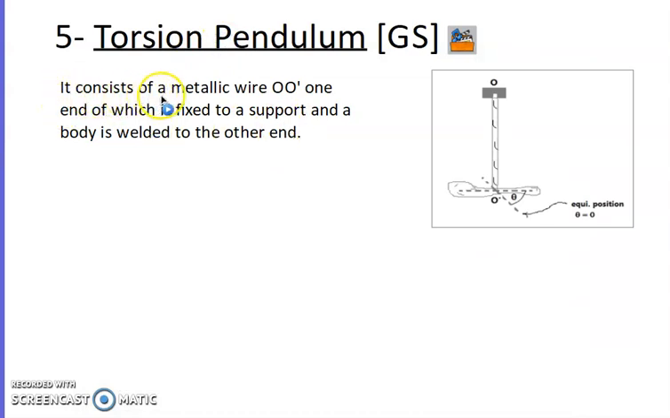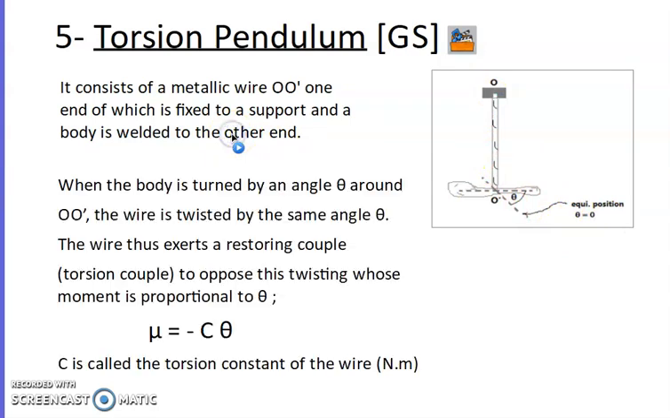So it consists of a metallic wire OO', as we've seen, one end of which is fixed to a support here, O, and a body is welded to the lower end. This is the body. Okay? So here is the equilibrium position of the body. Means when the body is in this position, the wire is not twisted. Clear? The wire is relaxed. Then theta equal to 0.